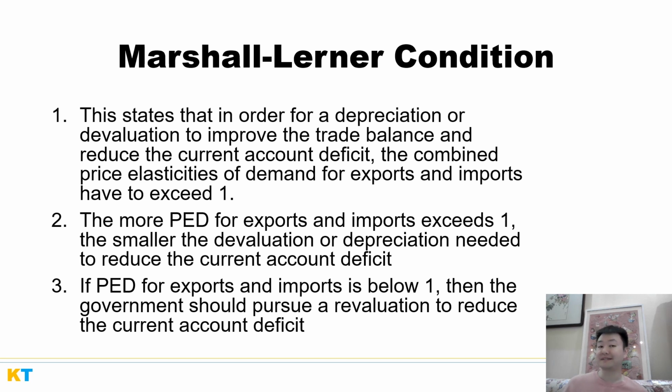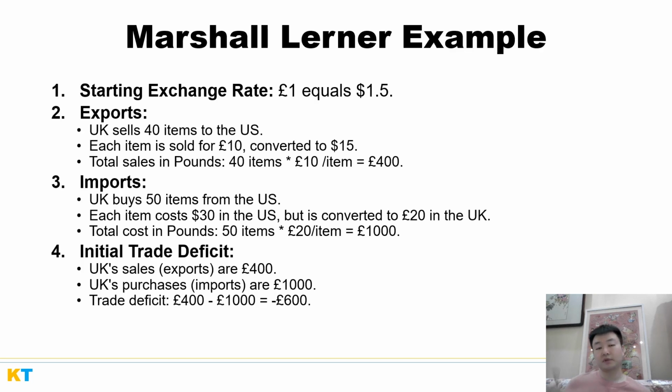And we're going to work through an example so you understand this perfectly. The more price elasticity of demand for exports and imports exceeds 1, the smaller the devaluation or depreciation needed to reduce the current account deficits. If the PED for exports and imports is below 1, then the government should pursue a revaluation to reduce the current account deficit. So let's go through a worked example of the Marshall-Lerner condition.